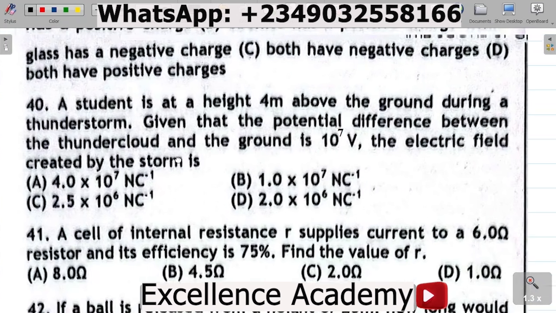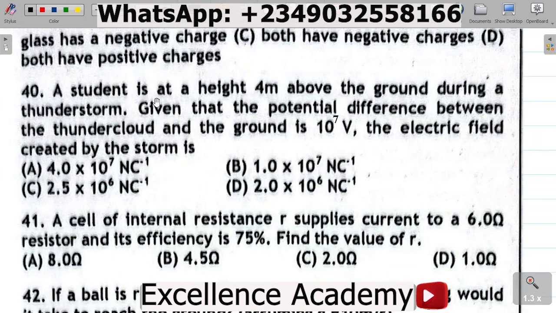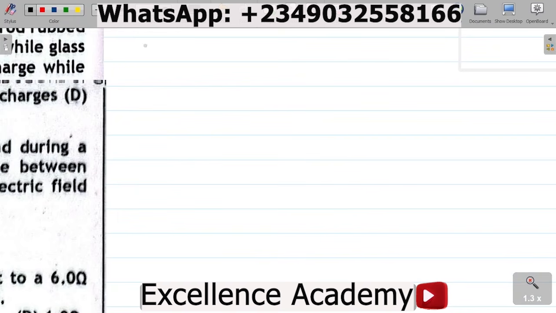Okay, the last question for this video. Question number 40. Now 40 says a student is at a height 4 meters above the ground during a thunderstorm. Given that the potential difference between the thunder cloud and the ground is 10 to the power 7 volts, the electric field created by the storm is, you have option A, option B, option C, option D. Now, judging by the unit, you can see Newton Coulomb to power minus 1. That's Newton per Coulomb.